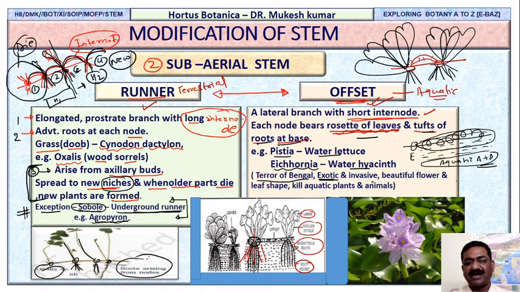That's why this plant is supposed to be the invasive attacker, attacking other plants as well as the animals. Though it is taken, why? Due to its beautiful flower and leaf shape, as I showed to you, but it kills aquatic plants and animals. That's why it is supposed to be the terror of Bengal. In Bengal, it is very much clear.